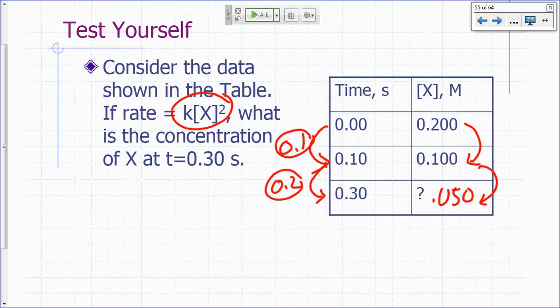Second order. First half-life is 0.1 second. The second half-life would be twice as long. So instead of 0.1, it's going to take 0.2 seconds for that. Okay?